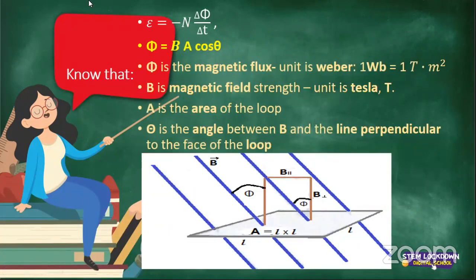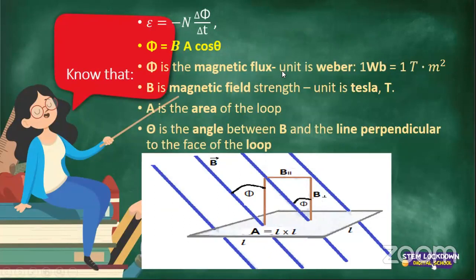Right, so we have said the induced EMF is directly proportional to the rate of change in magnetic flux across the coil. So it is also directly proportional to the number of turns in a coil. Now, magnetic flux will be calculated using this particular formula: magnetic flux equals the magnetic field multiplied by the area and then the cos of theta.